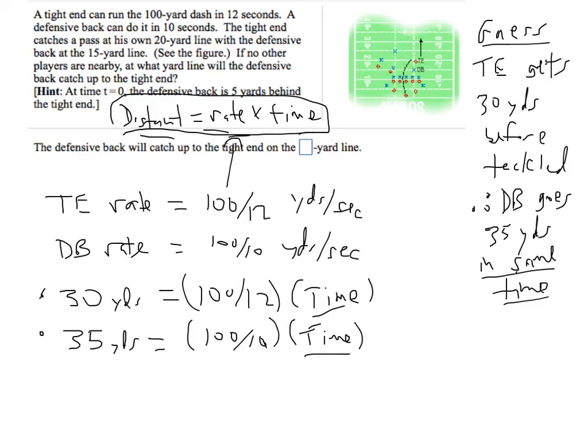In order to be able to check that it's right, the first equation I could solve for time. In other words, I can multiply both sides by the reciprocal of 100/12ths, and I'll have time equals whatever it is. Do the same thing here, I'll have time equals whatever it is. And if I do that with both of them, the time has to be the same. So those two things should be equal to each other.